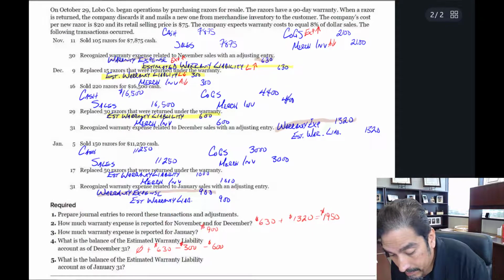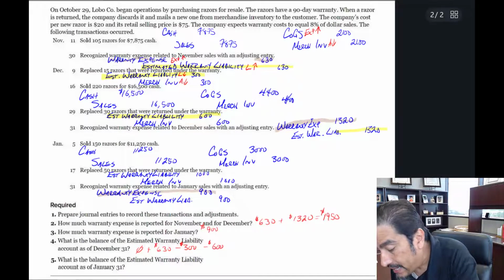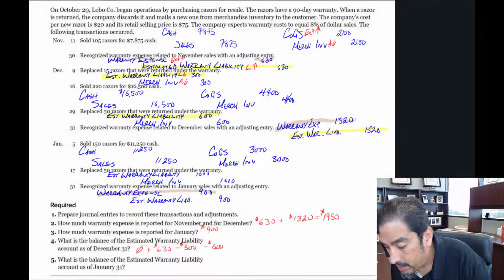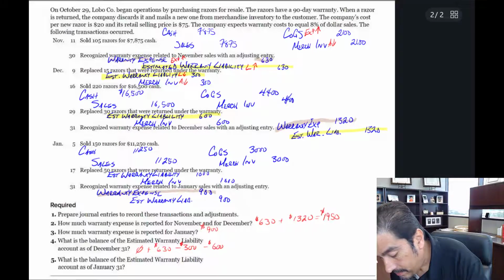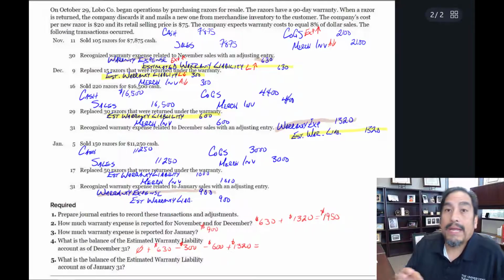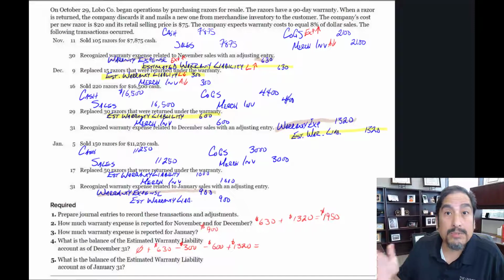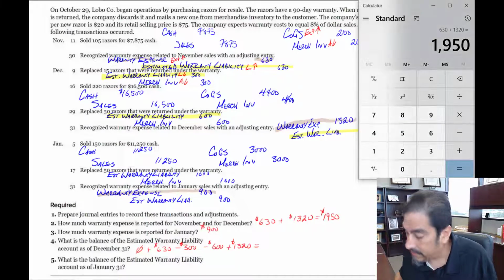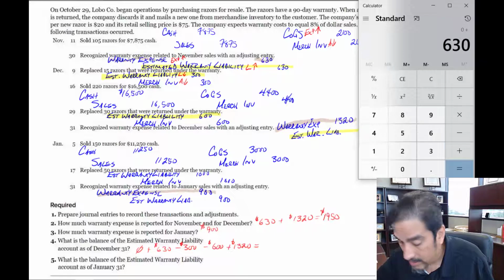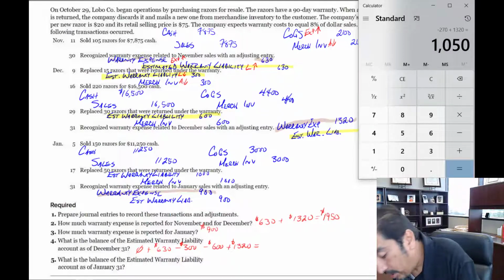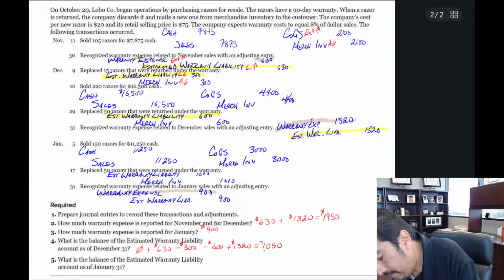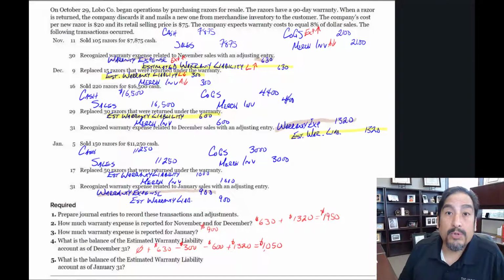And then we added to it at the end of December. We added $1,320. So beginning balance of 0 plus our additions minus our subtractions will give us an ending balance of 0 plus 630 minus 300 minus 600 plus 1,320. 1,050 is our ending balance as of December 31st.